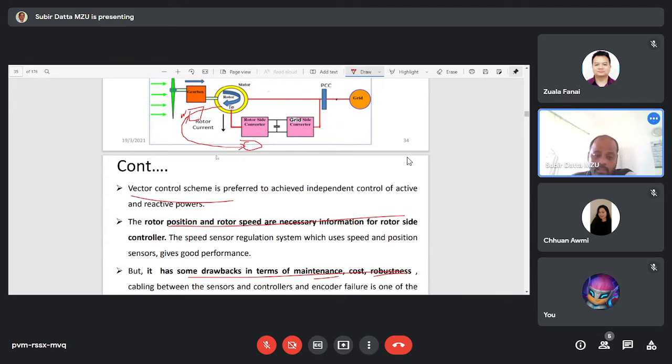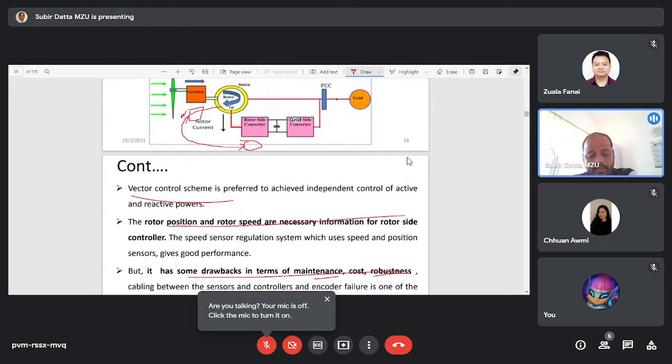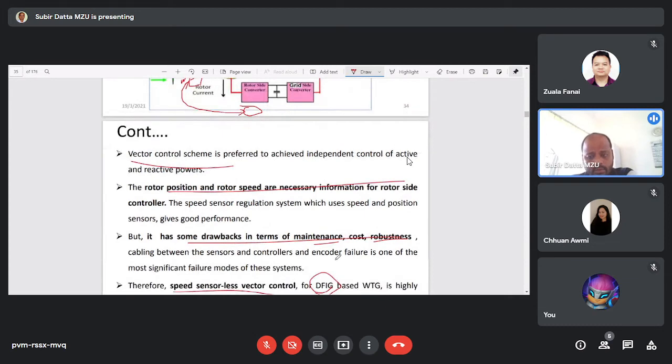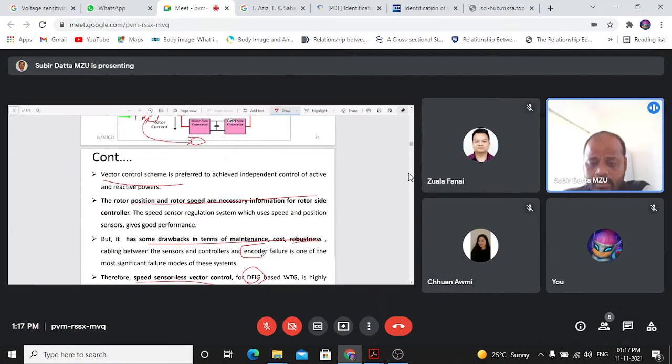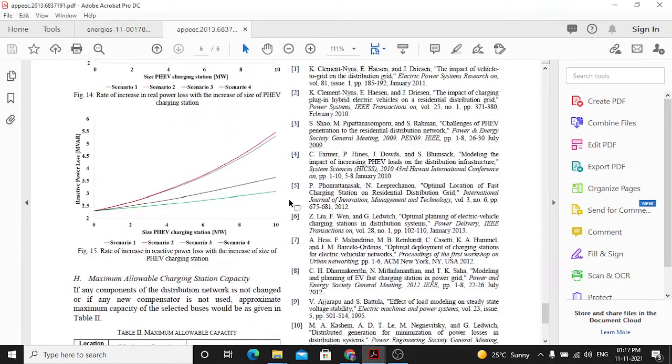But speed sensor based vector control schemes also have some drawbacks, or disadvantages. If we use sensors, then maintenance is required. Then cable is required. Then the cost of the system will increase. Then robustness: we will get a less robust system, and there is also the cabling between sensors and controllers. Encoder failure, that is nothing but sensor failure, is one of the most significant failure modes of these systems.